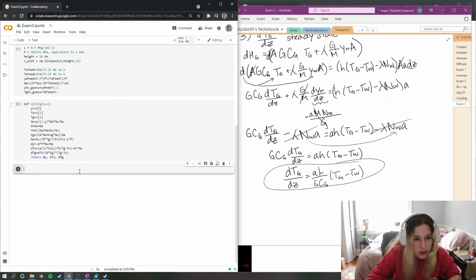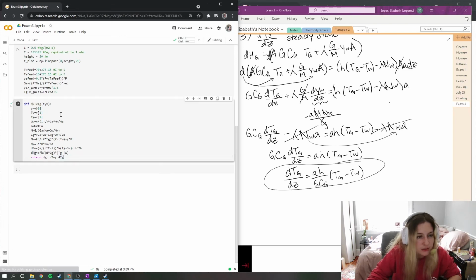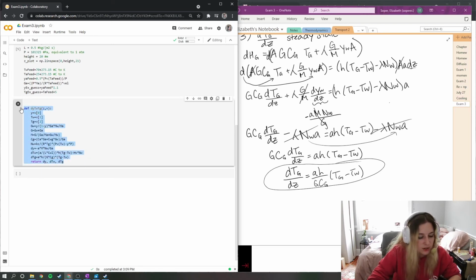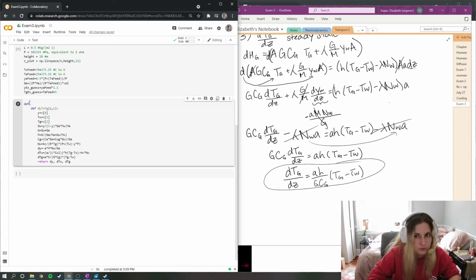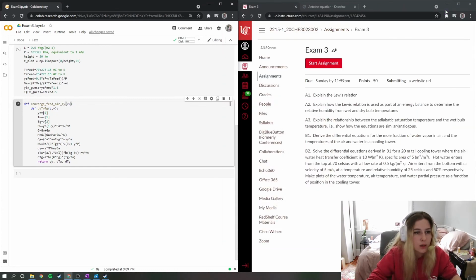Alright, so next we're going to nest this inside of another function, so we can indent that over, and we're going to call this one converge feed air Ty, for temperature and mole fraction. And then we're going to use variable B2 instead of B, just our new variable here. And then, oh, I can probably minimize this now. So let's see, I'm missing a colon here.